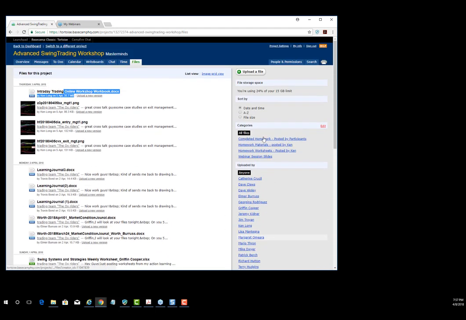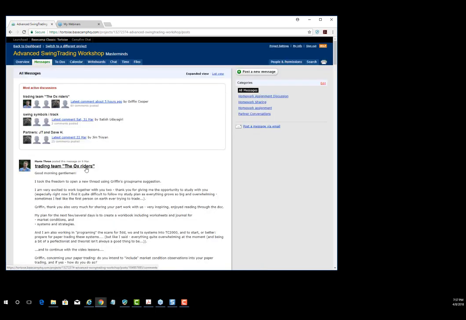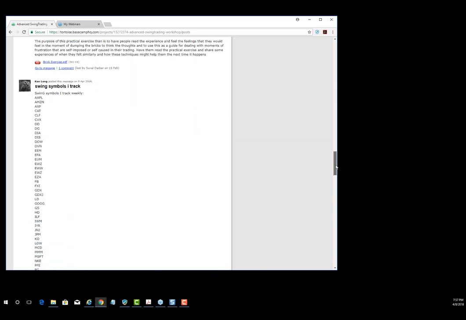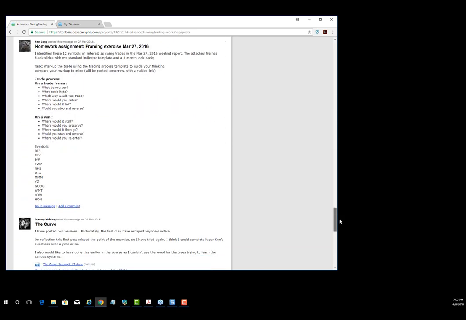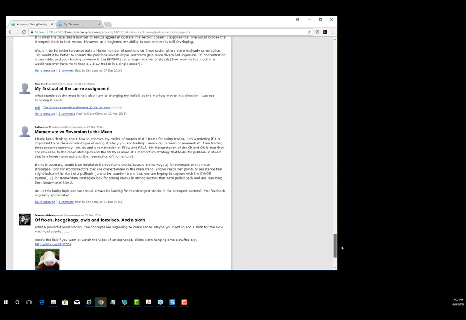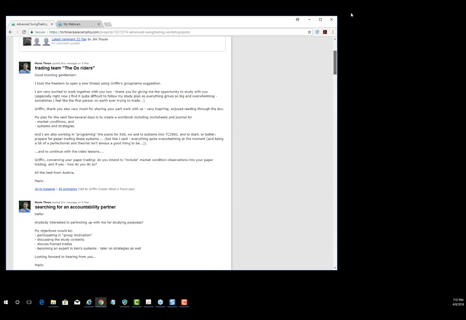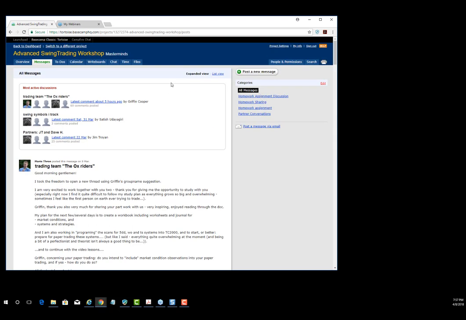Now, the guys that are working together on the Ox Riders, you guys are doing some great work and some good commentary and crosstalk. I really think that's working pretty well. I think you guys are doing a nice job in there. So please keep up the excellent work inside that area. Okay, so that's everything that I wanted to cover.